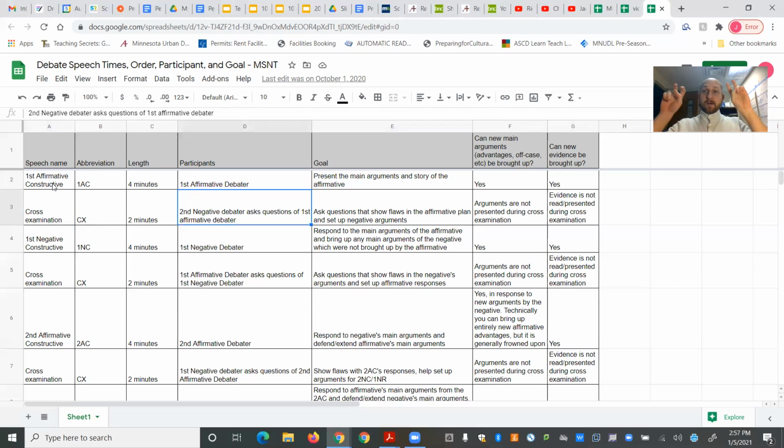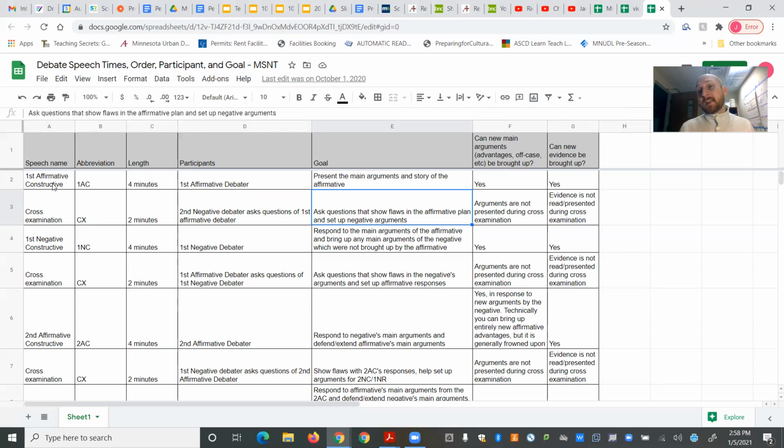Now the 2N, the second negative, is going to ask them questions. Basically the goal here is for the negative to ask questions of the affirmative that show flaws in the affirmative plan, or show logical inconsistencies, or help set up negative arguments.